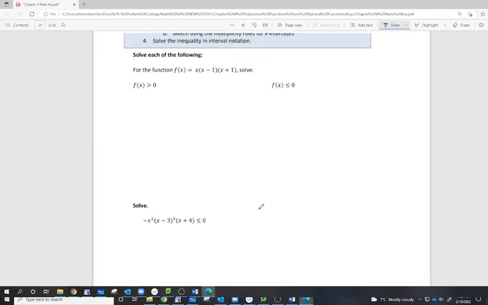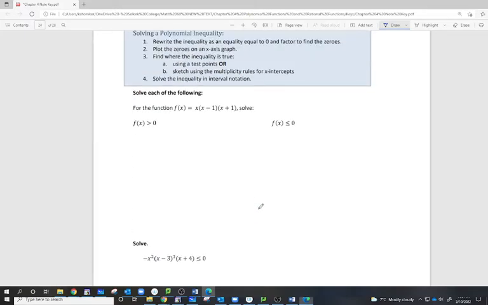Okay, so now let's move away from giving you the graph to saying, what if you have to graph it? So this first one says, for the function f of x is equal to x times x minus 1 times x plus 1, I want you to solve where f of x is greater than 0 and where f of x is less than or equal to 0. So the first thing I have to do is break my x-axis up. So I've got my steps here.